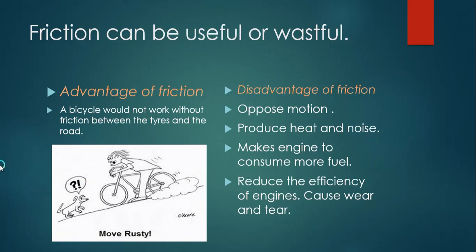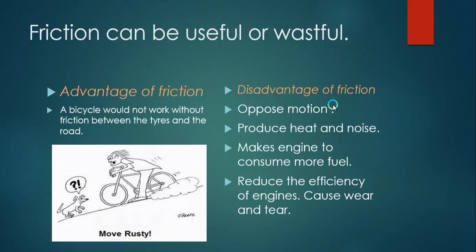The advantage of friction first: it can be useful. For example, the bicycle here would not work without friction. Between the tire and the road there is friction, so without this friction, the bicycle will not work. Now the disadvantages of friction.